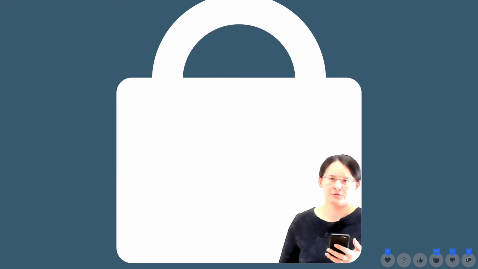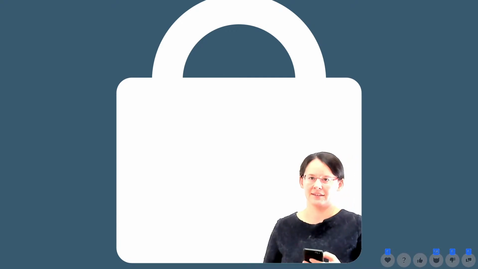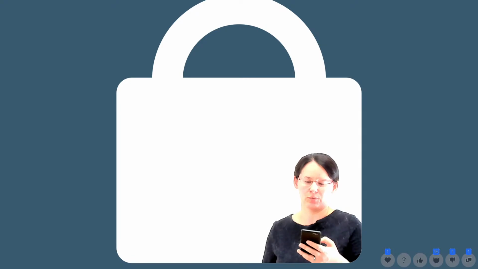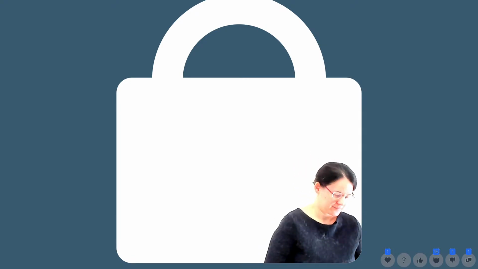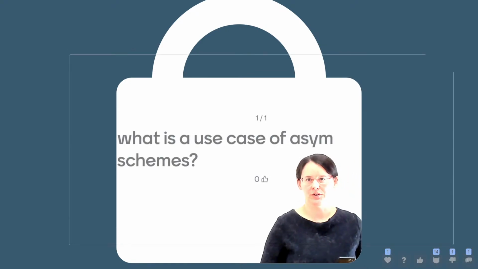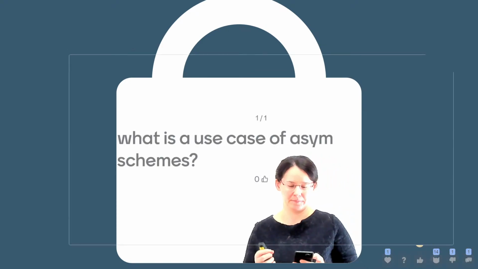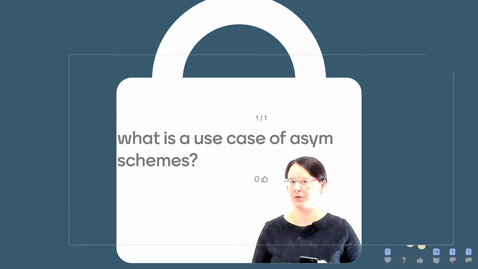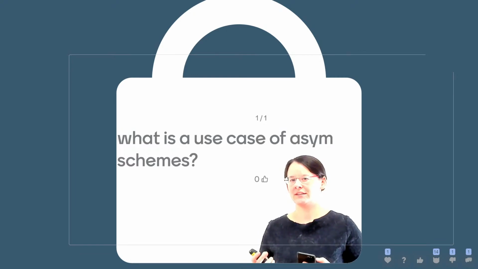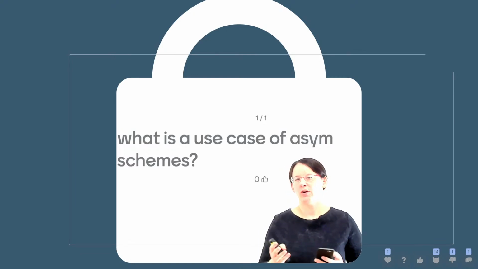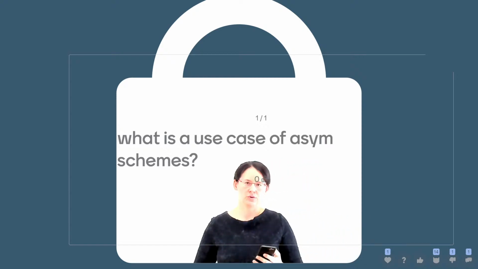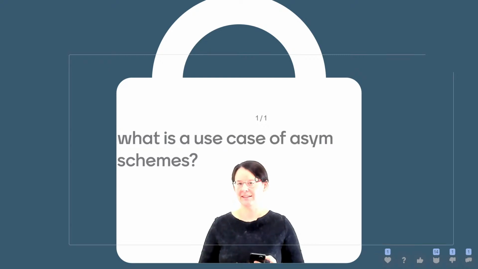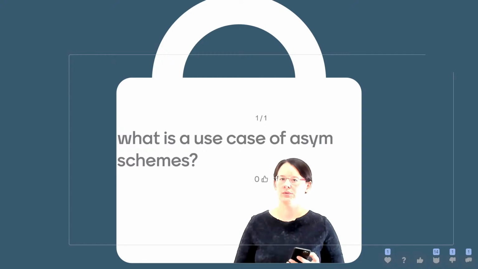So the question refers to asymmetric schemes, and it asks, what is the use case of asymmetric schemes? Well, they are also used in protocols, and in particular, we usually use them in the beginning of a protocol, because we saw that for the symmetric schemes, we already need to have exchanged some information in order to be able to talk. We already need to have this key set up. And the asymmetric schemes usually come into play when we don't have that yet.